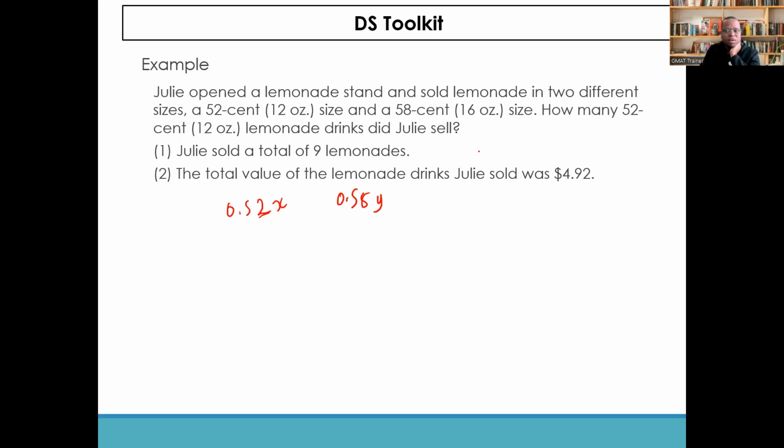And then we're being asked how many X's do we have? So we need to find how many X. So X has to be a single value. How many X's does Julie sell? Since she's selling, the amount sold will be equal to the number of each size times the price. Then we add them together, we'll get that.